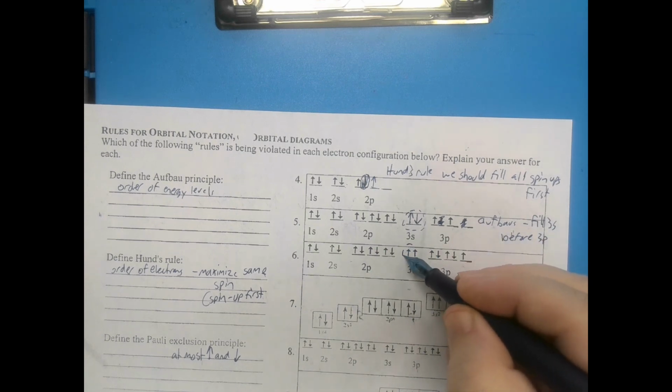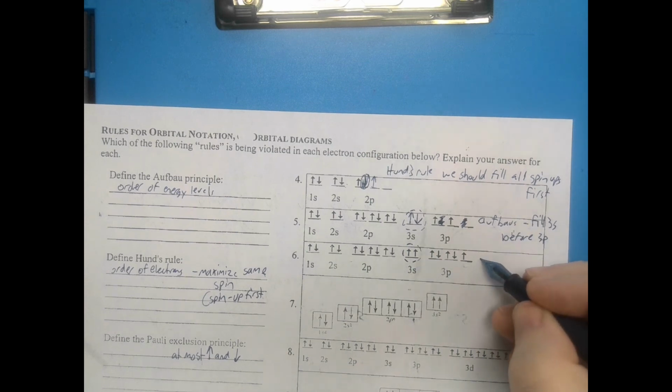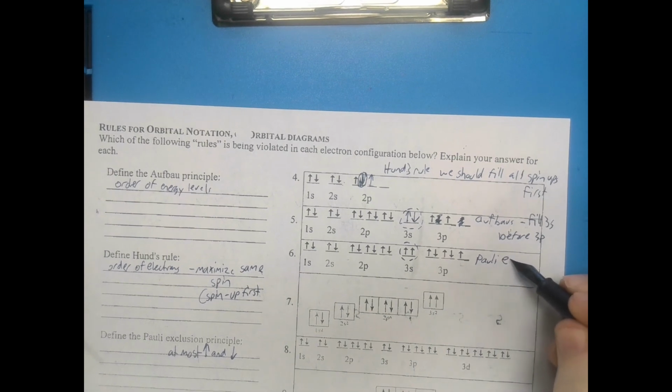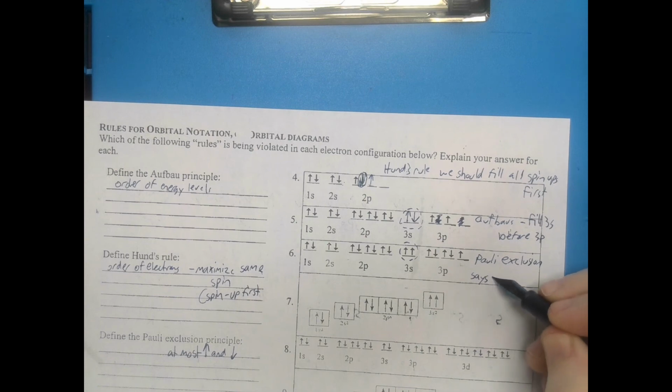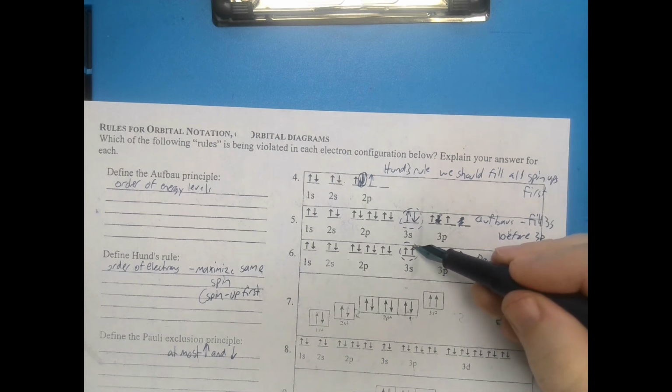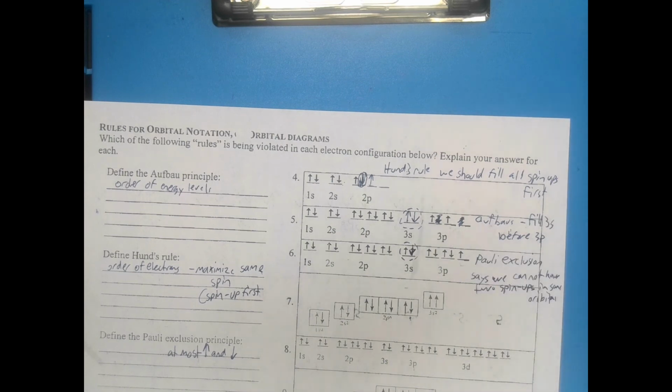This one right here is Pauli exclusion. Pauli exclusion says we cannot have two spin-ups in the same orbital. So this really should have been a down.